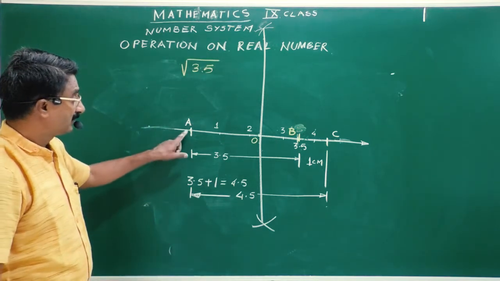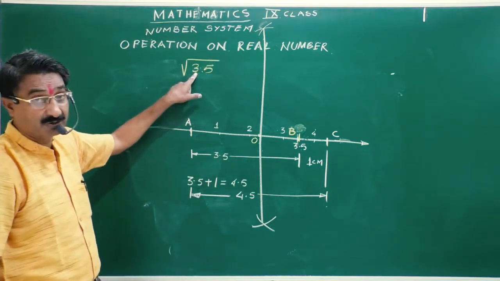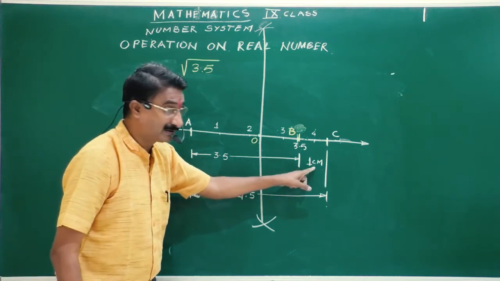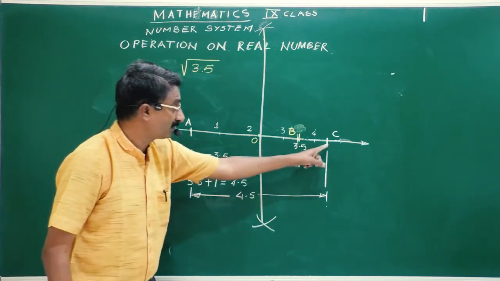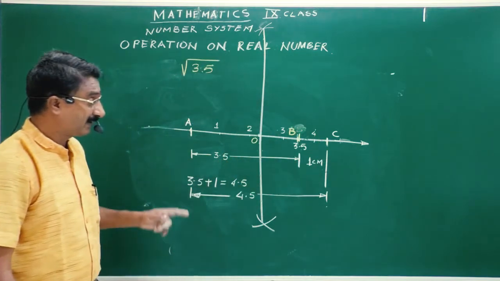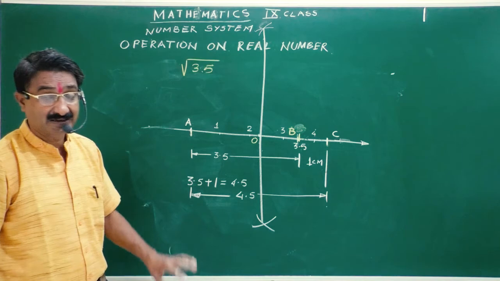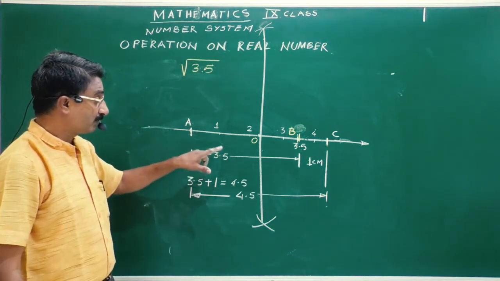You got this point? What we have done? हमने क्या किया? सबसे पहले AB मार्क किया, which is equal to 3.5, जिसका अपने को अंडर रूट निकालना है. Then we have added 1 centimeter. हमने 1 centimeter उसको extend किया. AC is equal to 4.5. फिर क्या किया? हमने AC को bisect किया. Bisect करने का आपको तरीका पहले से पता है और नहीं याद हो तो बहुत क्लियर है.